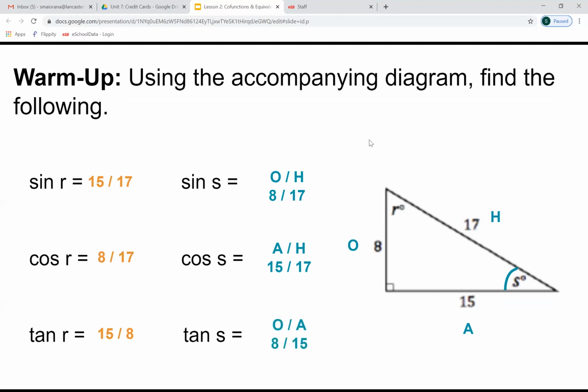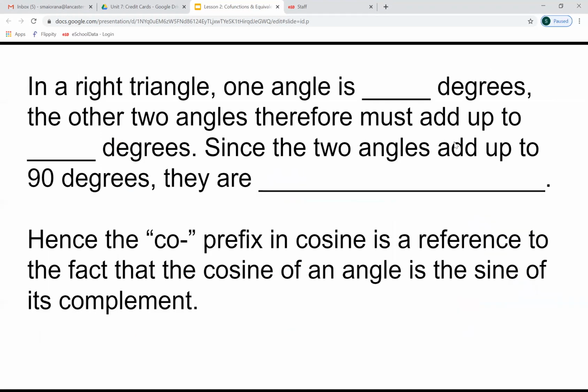So notice what happens here when our opposite and adjacent flip. My sine ratio for angle R is the same as the cosine ratio for angle S. Likewise, my sine ratio for angle S is equal to the cosine ratio of angle R. So that brings up very important properties that we're going to talk about today.